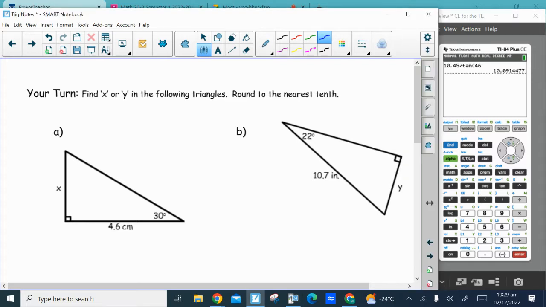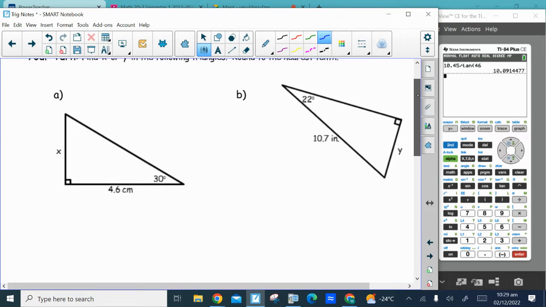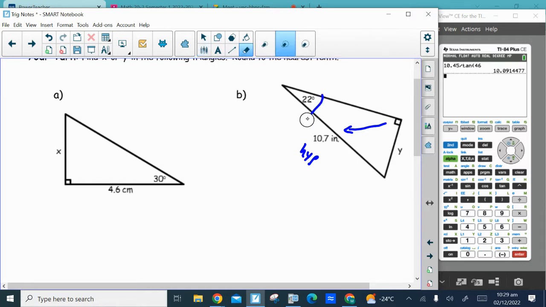Let's look at question B. Let's do that one together. First step, label the sides. The side across from the right angle is the hypotenuse. That's our 10.7. That's the side directly across from the right angle. We're given this angle at 22 degrees, so we're going to use it. The side across from that is the opposite. The third side is the adjacent.